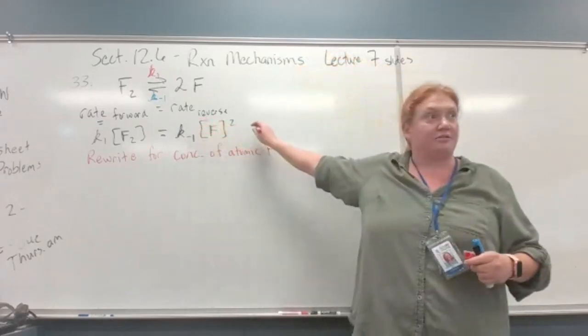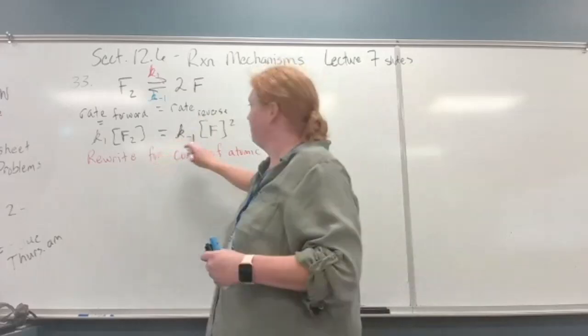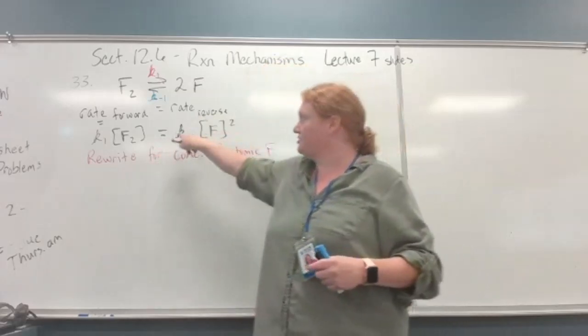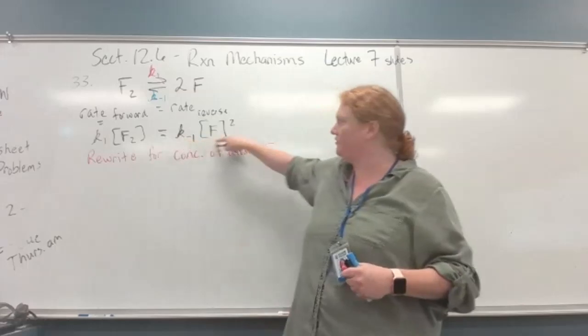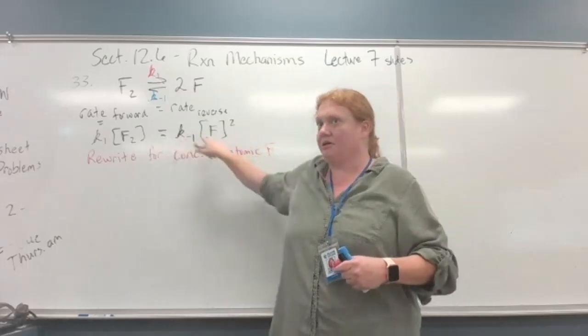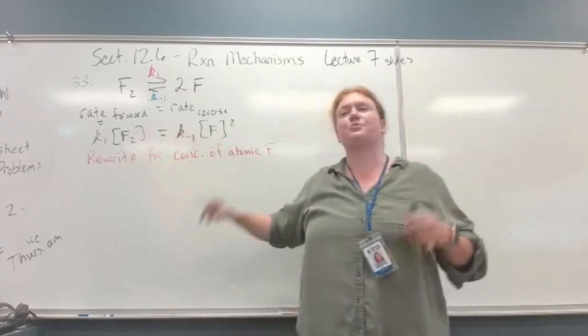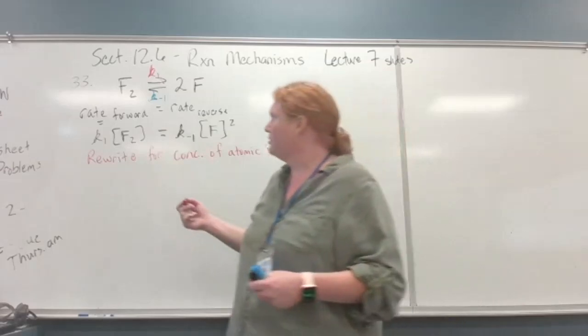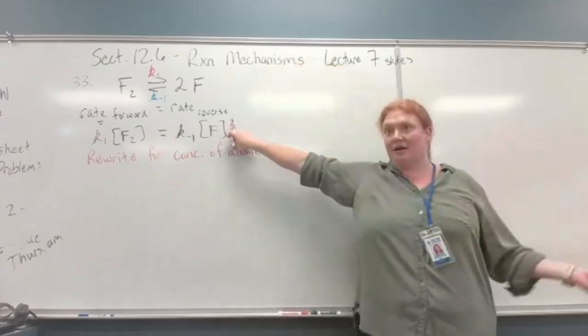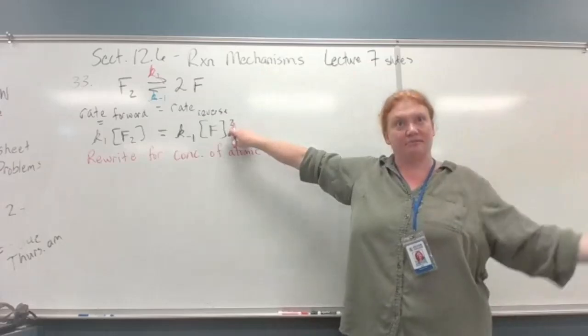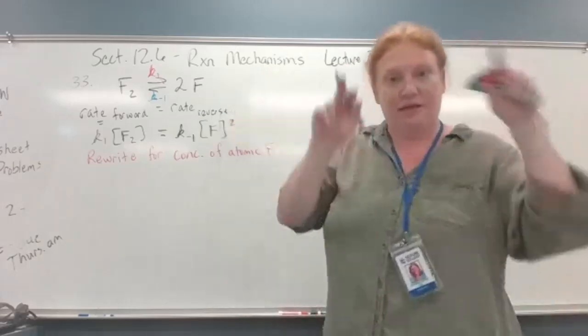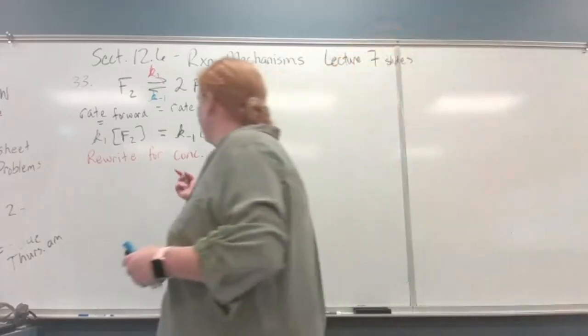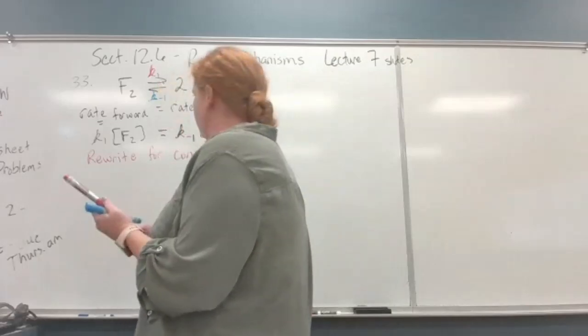So again, I want to solve for just the concentration of F, right? What do I have to do first? I'm going to get rid of K minus 1. I'm going to divide both sides by K minus 1. But then what do I need to do? I have to get rid of the square around my concentration, right? So I wanted to know if you guys knew this.